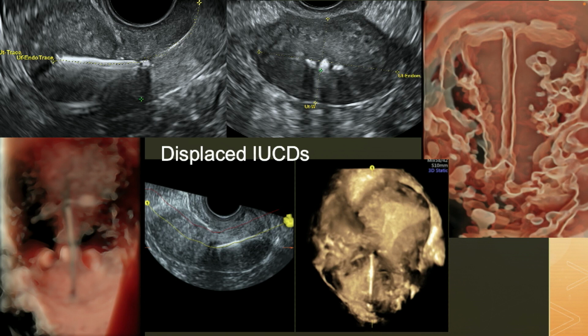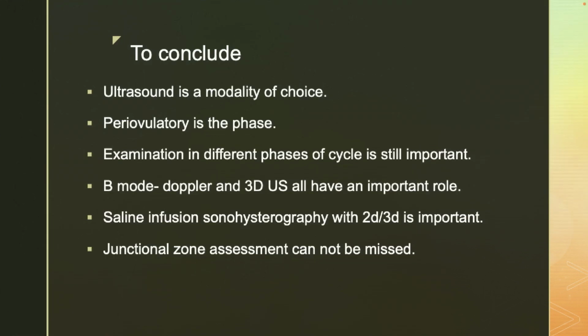You can also find out whether it is invading into the myometrium, whether it is fixed there, whatever. So that is one more thing. So ultrasound is a modality of choice. Periovulatory is the phase where you assess it for all the endometrial lesions.